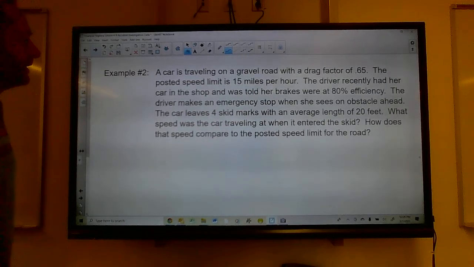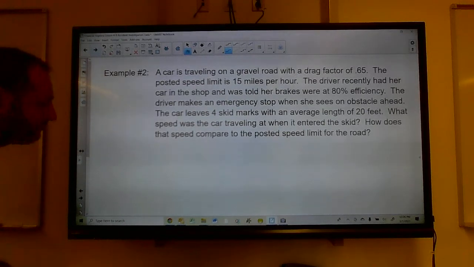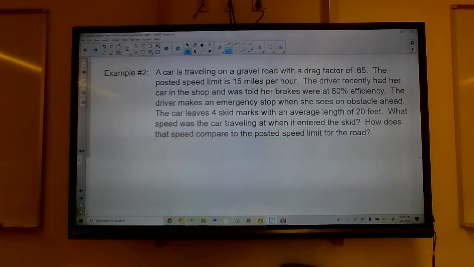Example 2. A car is traveling on a gravel road with a drag factor of 0.65. The posted speed limit is 15 miles an hour. The driver recently had her car in the shop and was told her brakes were at 80% efficiency. The driver makes an emergency stop where she sees an obstacle ahead. The car leaves 4 skid marks with an average length of 20 feet. What speed was the car traveling when it entered the skid? How does the speed compare to the posted speed limit?